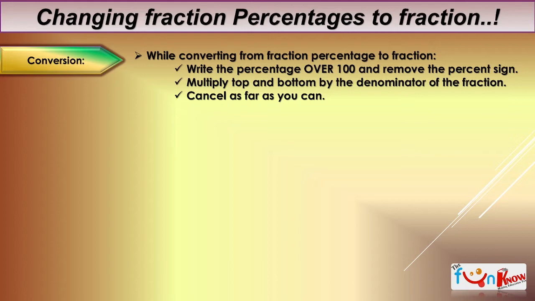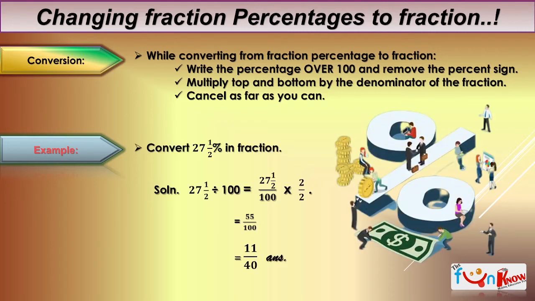We'll see this with an example. I understand that only understanding the rule is just rules, but with an example you will get clarity on how it actually works. So let us see with an example, students. Here it is a fraction percentage, 27 1 by 2%. You have to convert this fraction percentage to a fraction.